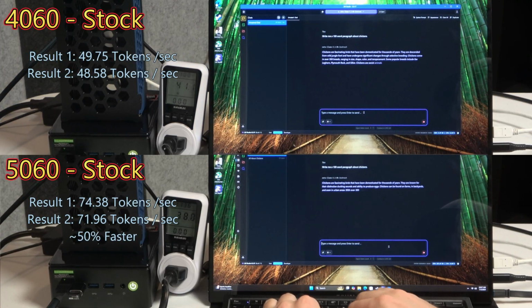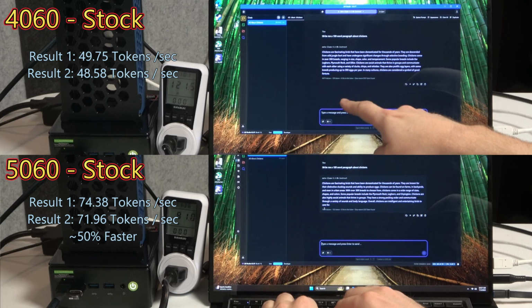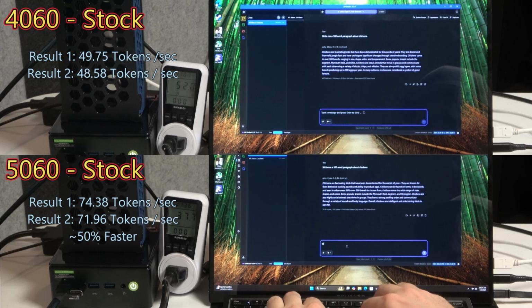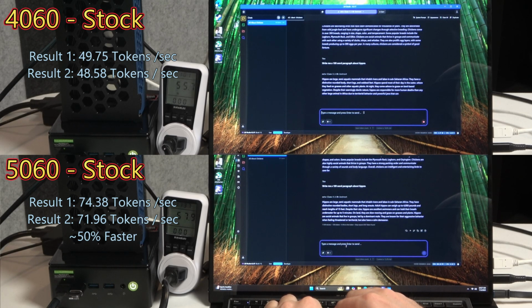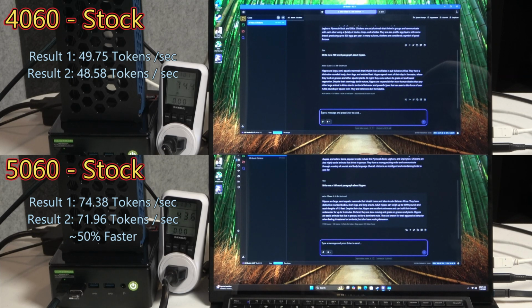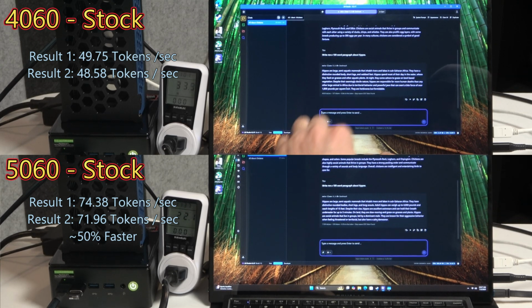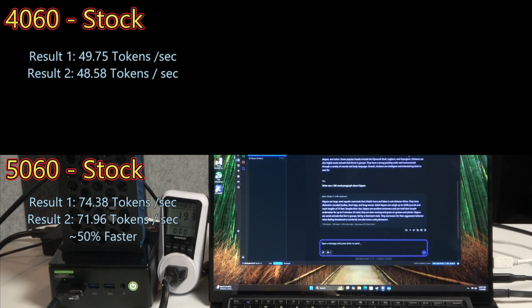Okay, let's do a little change of pace. See some large language model. This is Llama, 8 billion parameters. And token generation on the 5060 was about 50% faster. And this is really surprising. It didn't seem to be using any more power necessarily, but the generation wasn't happening long enough to really make any definitive claims about efficiency.